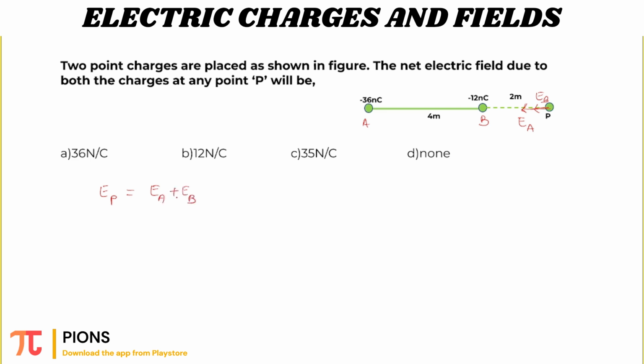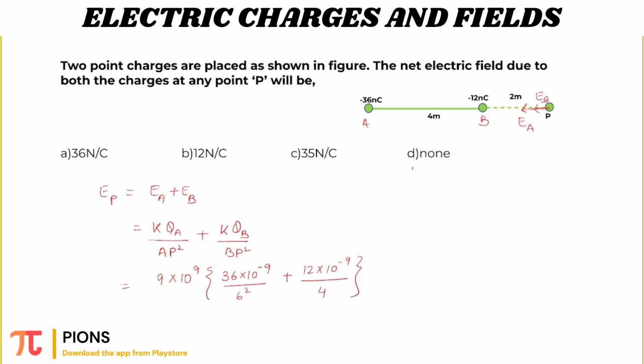Right? And that is nothing but K QA whole divided by AP square plus K QB whole divided by BP square. Let's take common out here. K is 9 into 10 to the power 9. QA is nothing but 36. Do we have to take negative sign? No, because we have already assumed it in the directions, right? So AP is nothing but 6. So 6 square plus QB, that's 12 into 10 to the power minus 9, whole divided by the separation between B and P, 2. So that square will be 4.